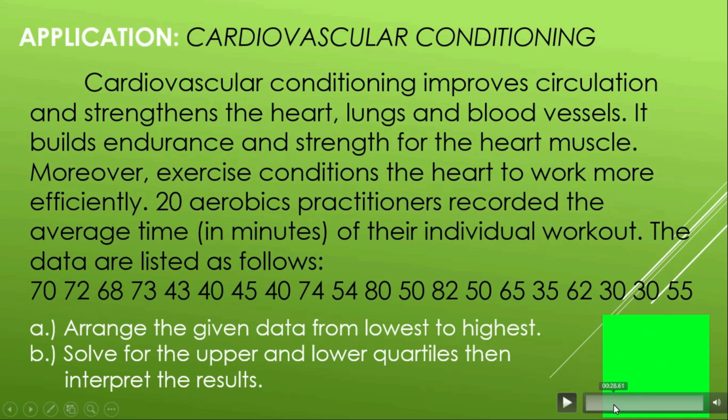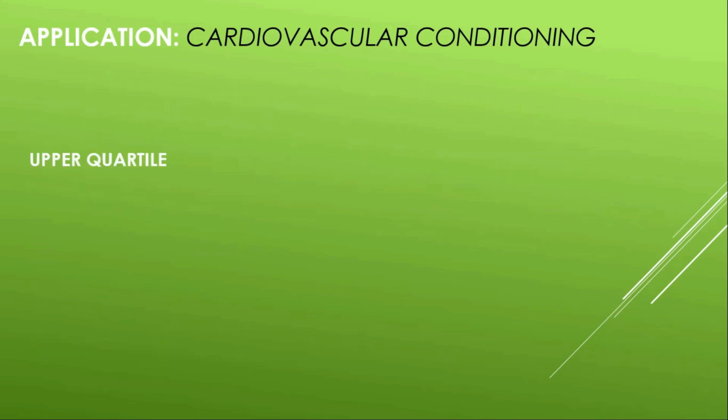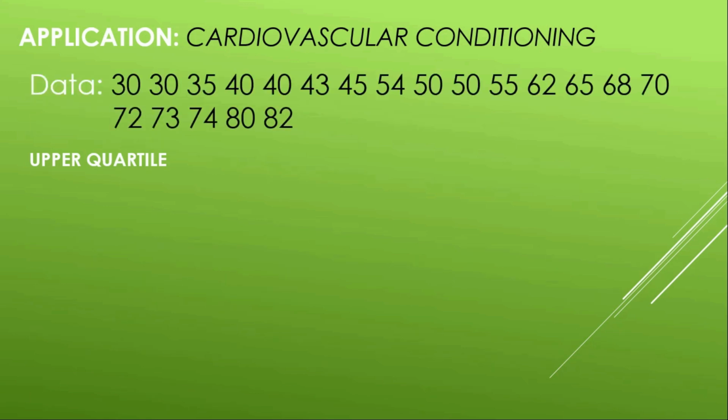Okay, time's up. Again, please take a picture of your answers and send it to my personal account in Facebook. So this time, let's answer the following questions. First, let's solve for the upper quartile. Before solving, for step 1, we need to arrange the given data from lowest to highest. So we have here 30, 30, 35, 40, 40, 43, 45, 54, 50, 50, 55, 62, 65, 68, 70, 72, 73, 74, 80, and 82.